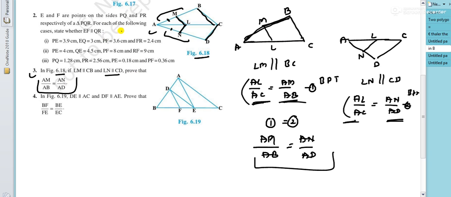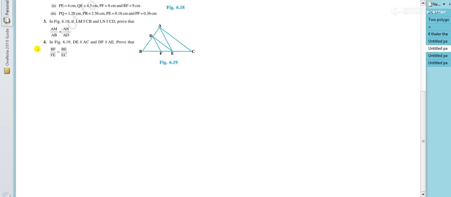The fourth question is given in figure 6.19. Here is 6.19. DE, where is DE? If you look at it carefully, this is DE, parallel to AC. So this will be the triangle, right? Let me write it separately. You should always write separately, then only it will be easy. B, this is A, C, and this is D, E. This is one case.